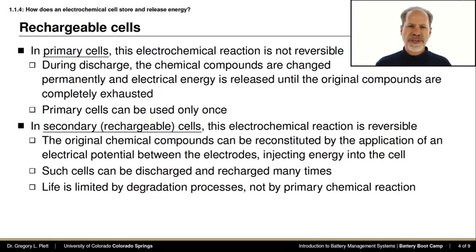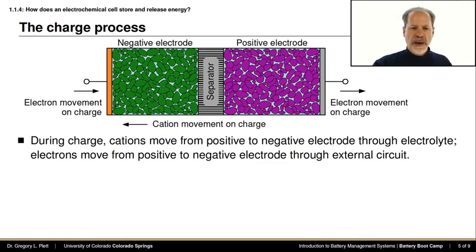So the life of a secondary battery cell is not primarily determined by its main chemical reaction. Rather, the life is determined by how quickly these other degradation processes occur. I bring back the same diagram of the cross-section of the battery cell to illustrate the charge process for a secondary cell. As you might imagine, it's exactly the opposite of the discharge process.